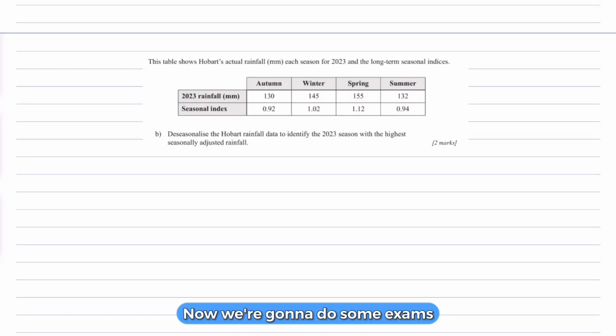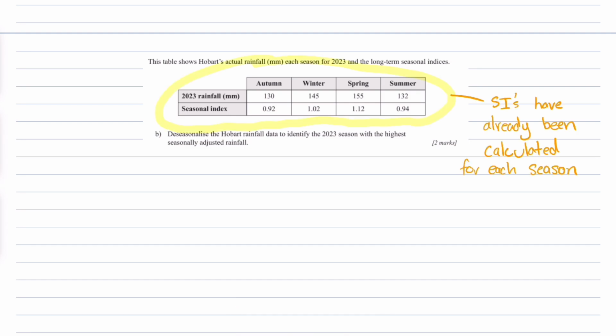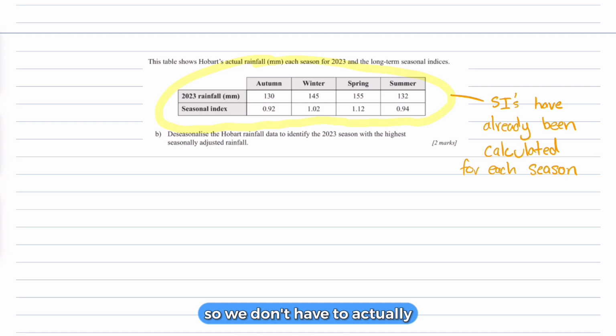Now we're going to do some exam style questions. So for this question here, we've got a table that's showing the rainfall data for each season in 2023. And this question has already given us the seasonal indices, so we don't have to actually calculate these manually. We've just been given them and they've done the hard work for us.